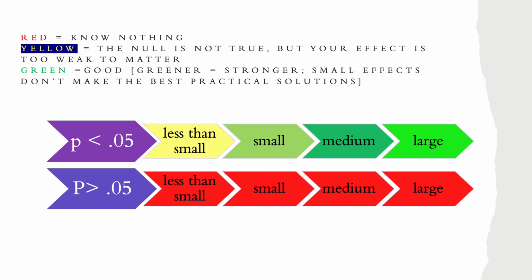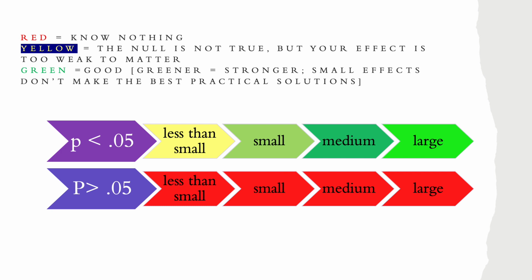And that's something that we forget. So it doesn't matter if it's small, medium, large, or less than small. P greater than 0.05, you still know nothing. Now, when P is less than 0.05, we've got to put this in perspective. What do we know? We know that the null hypothesis is likely false, so much so that we're betting against it and saying it is false.